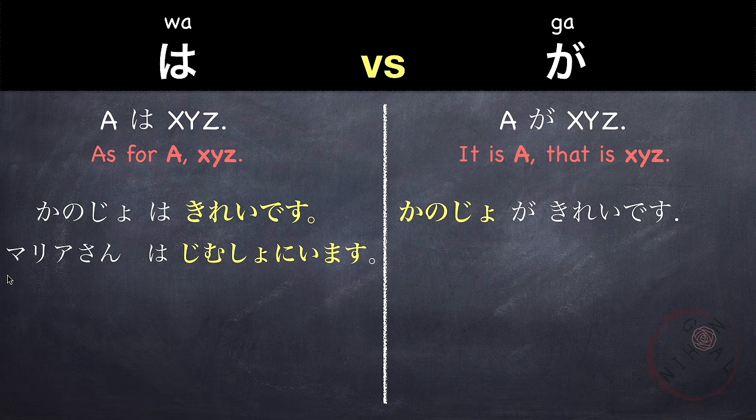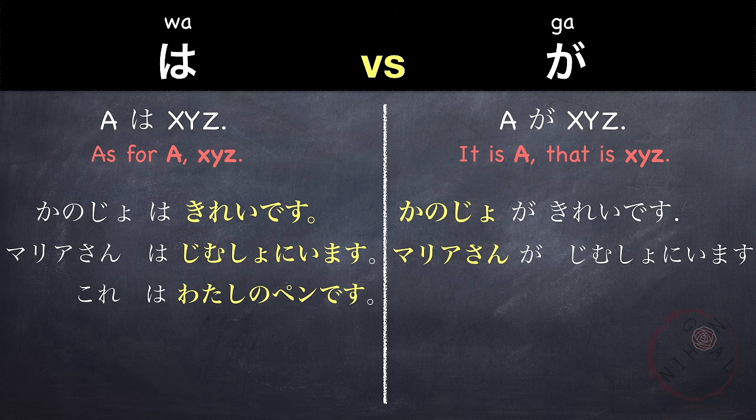Another example, マリアさんは事務所にいます. Here, both speaker and listener know Maria. And the speaker is pointing out that she is in the office. 事務所にいます. However, マリアさんが事務所にいます. Here, the speaker is pointing out that it is Maria that is in the office.